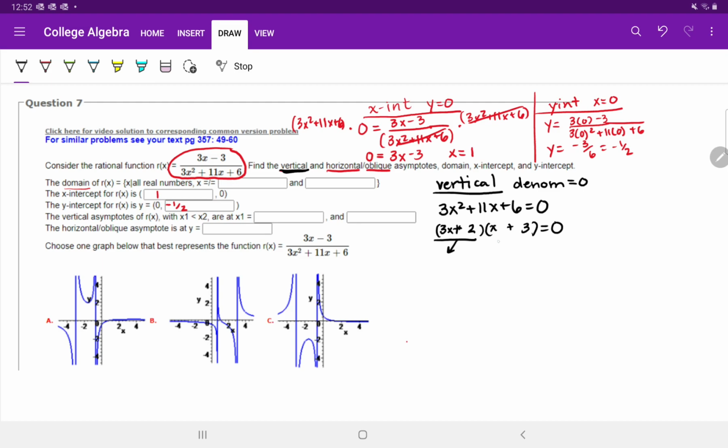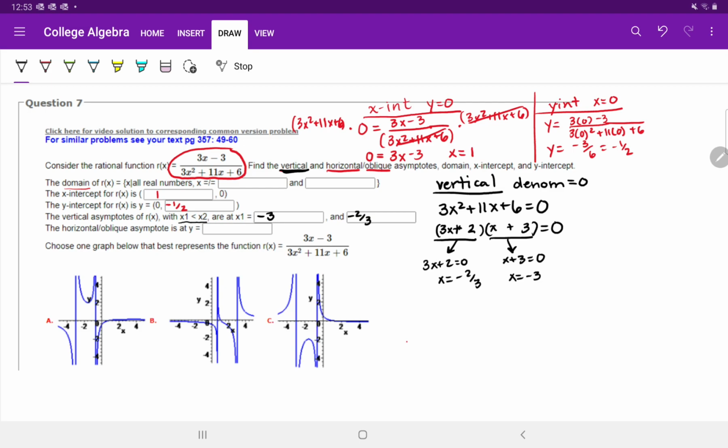Now we can take each factor and set it equal to 0. 3x plus 2 equals 0, x plus 3 equals 0. We end up with x equals negative 2/3 and x equals negative 3. We found 2 vertical asymptotes. In fact, they gave us 2 blanks to fill in, and they ask us to put it from smallest to largest. So we're going to do our smaller one first, which is negative 3, and then our next one is negative 2/3.